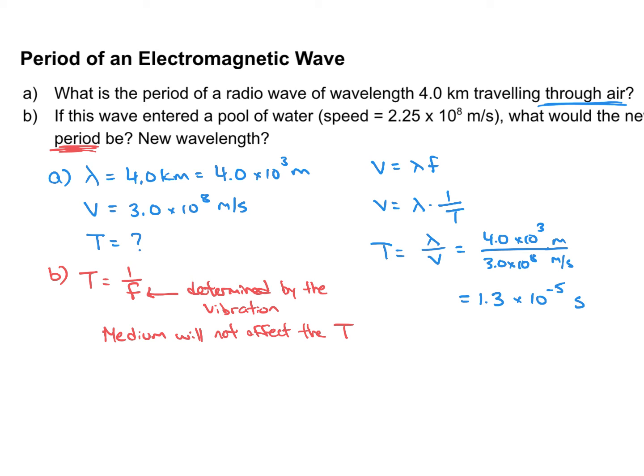But how about the wavelength? The wavelength will change. So if we go back to the equation we had, period equals wavelength over the speed. This time we're going to be rearranging for the wavelength. So it'll be the speed times the period. And I'll use the new speed, the speed in water. But I'm going to keep the same period because the period is not affected by a change of medium.